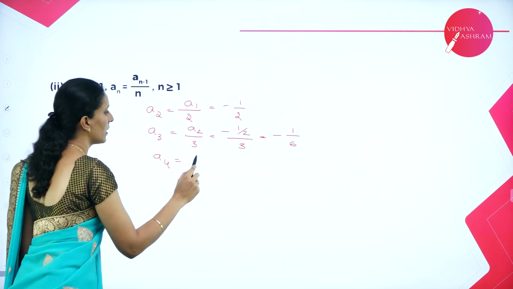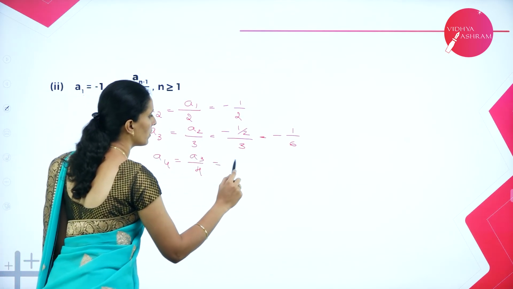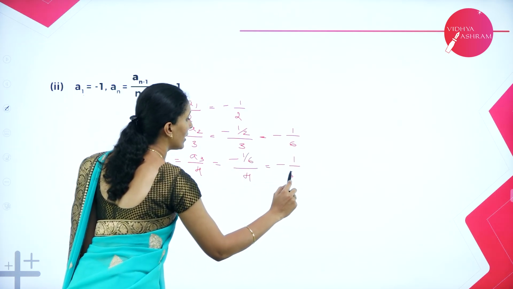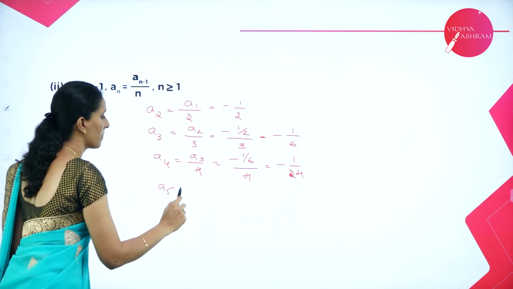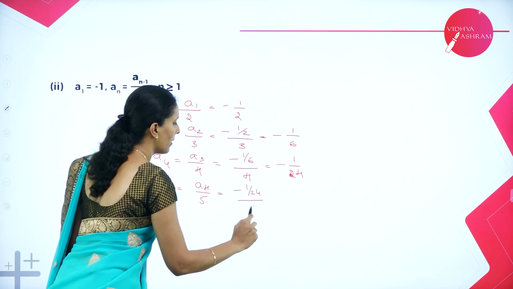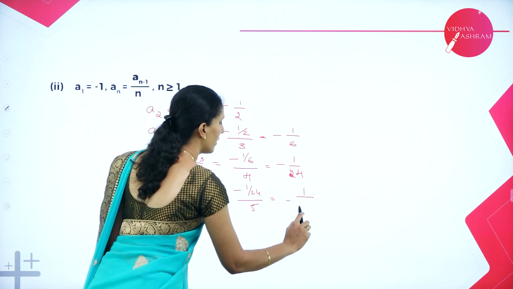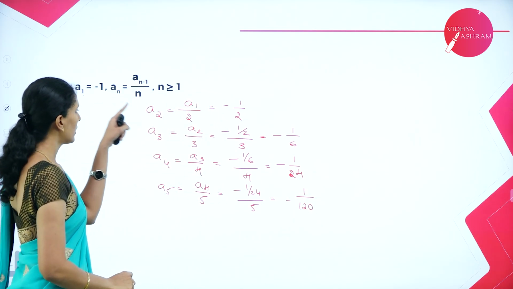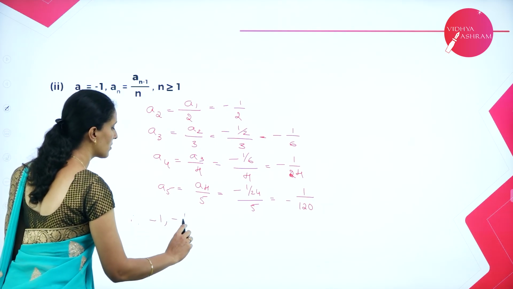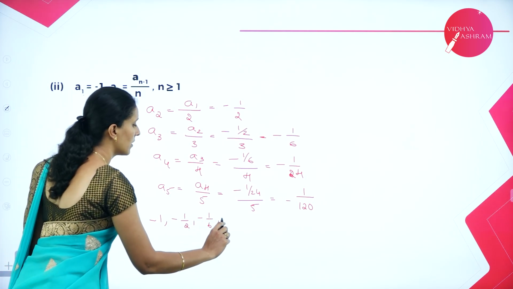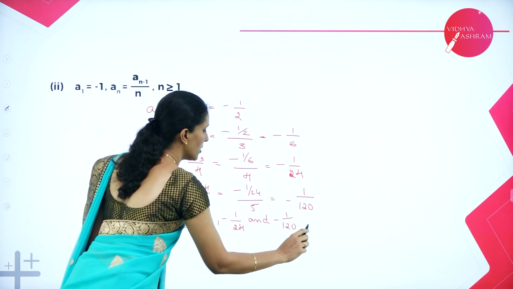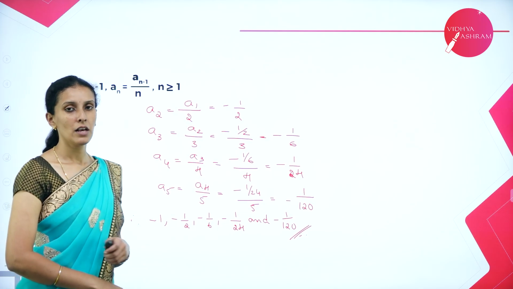Next a4 is a3 by 4, which is minus 1 by 6 divided by 4, which is equal to minus 1 by 24. Next a5, which is a4 by 5, which is minus 1 by 24 divided by 5, which is minus 1 divided by 120. So now we have got the first 5 terms. What are the first 5 terms? We have minus 1, minus 1 by 2, minus 1 by 6, minus 1 by 24 and minus 1 by 120. So these are the first 5 terms of the given sequence.